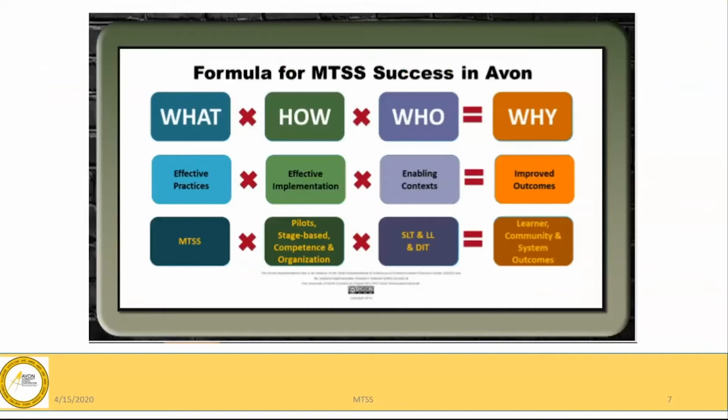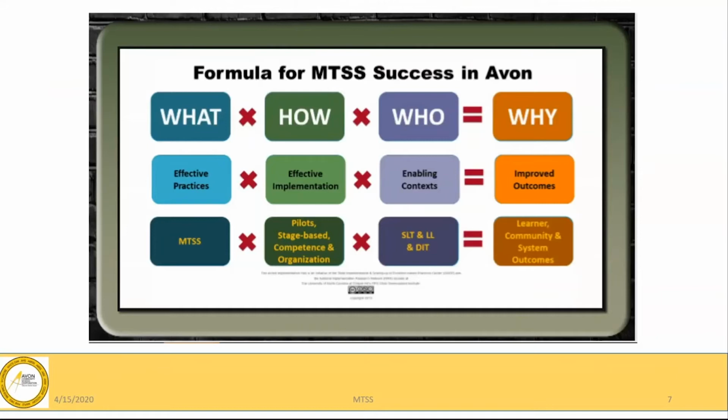With implementation science, we really grounded ourselves in the formula for success, which is according to the National Implementation Research Network. It revolves around the what times the how times the who equals the why. And when you use this, it really is asking you for the what: what are those effective practices? How: what is the effective implementation you will use? Who: those are the enabling contexts. So it's not only just a person, but also the context that you're in. And then the why, improved outcomes. Those are the generic kind of flow of that success formula.